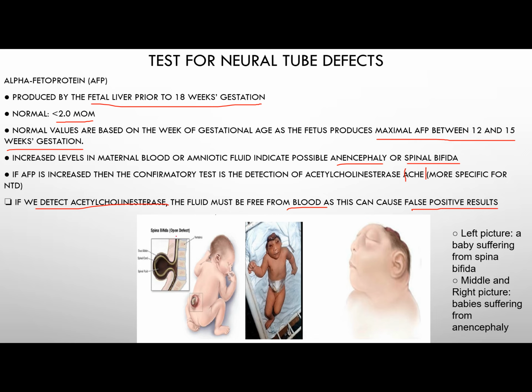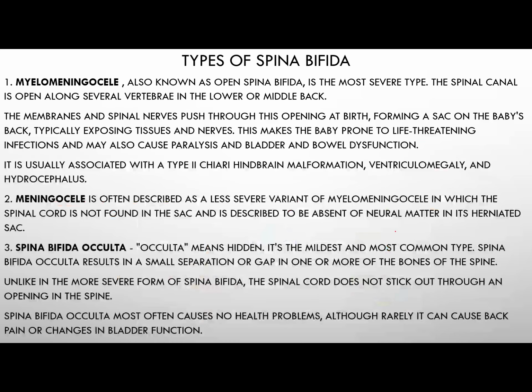So on the left picture, class, this is an example of spina bifida, wherein the neural tube was not able to properly close or develop. Then on the middle and the right side, you would see a case of anencephaly, wherein the brain did not develop or properly close. Kaya nakalabas yung utak, class. And most babies would die 1 hour after delivery.